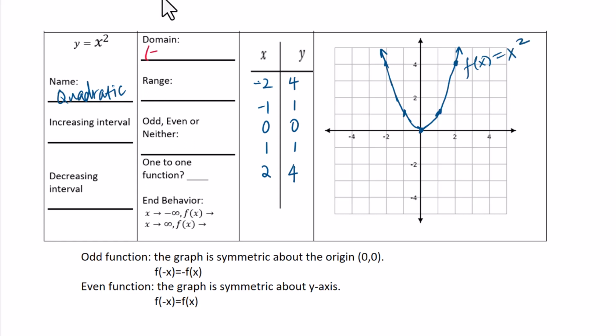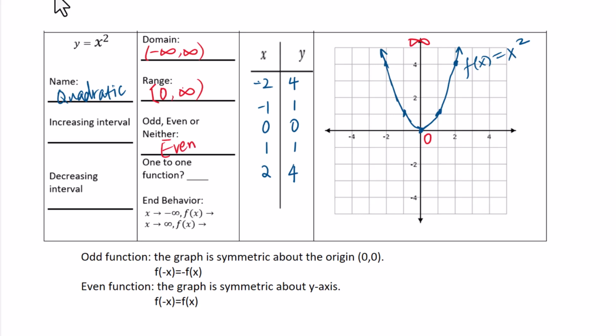Domain is all real numbers because there are no ending points on the left side or the right side. Range: no ending point at the top. We do have a bottom point, 0. So range is y greater than or equal to 0. Since the graph is symmetric about the y-axis, it's an even function.